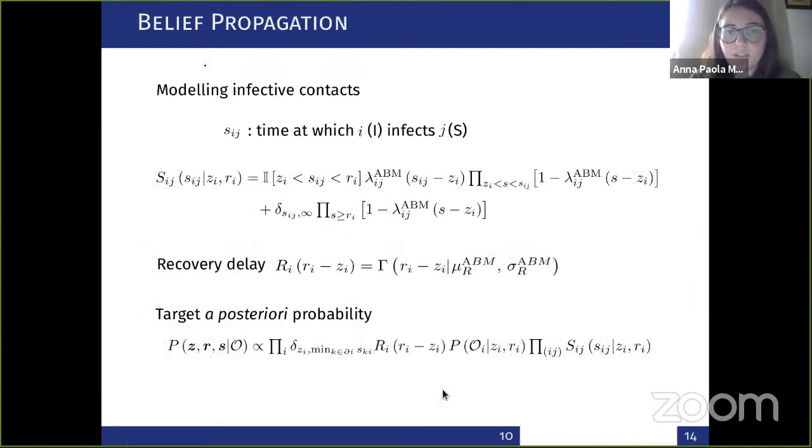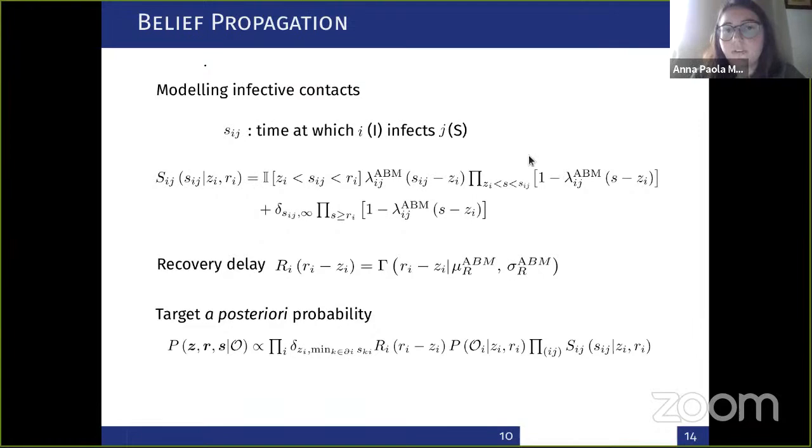But together with this, we also need a redundant set of variables, called the S variables, which are the infection times associated with each edge of our graph. This variable is associated with each pair i and j in contact at time t, and it is the time at which i, if it is infected, can infect the neighbor j, which is in the state S. And this is the conditional probability of the variable Sij given the infection time of the infector i and the recovery time of the infector i.